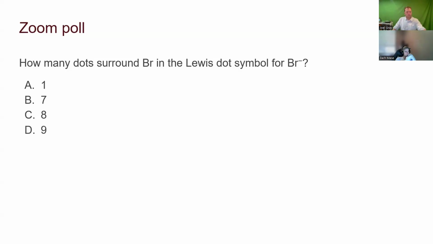I'm going to leave this up for about 5 more seconds. And scene. Okay. So the correct answer is 8, C. When we've got Br minus, Br has 7 valence electrons. It gains 1 more. We're up to 8 valence electrons then. So 8 is the correct answer.